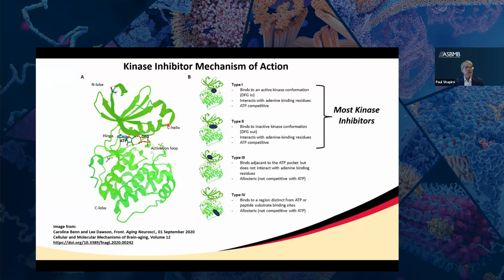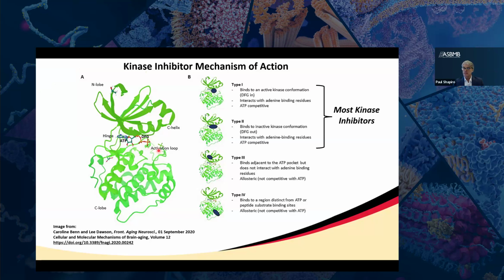And so in this slide here is basically the kinase inhibitor mechanisms of action. So this is a typical structure of a protein kinase where you have an N-terminal lobe, a C-terminal lobe, a region that connects those two lobes called the hinge region, an ATP binding site, three amino acids called the DFG motif that basically change in structure depending on whether the enzyme is active or inactive, and an activation loop.